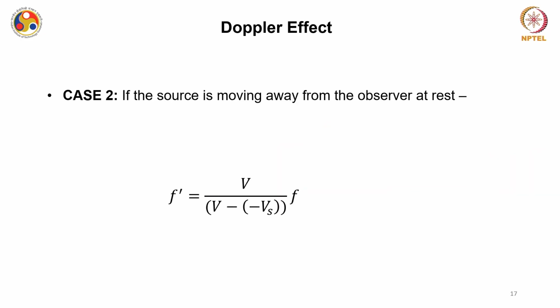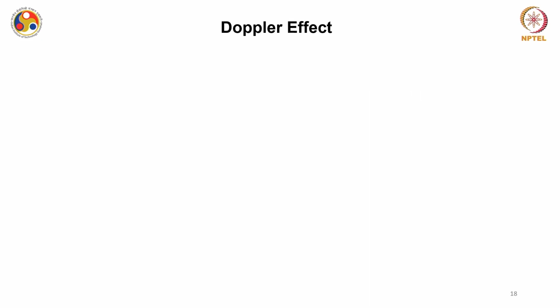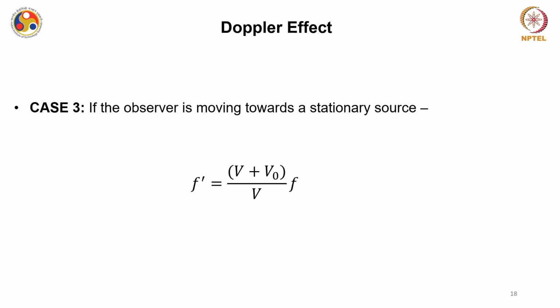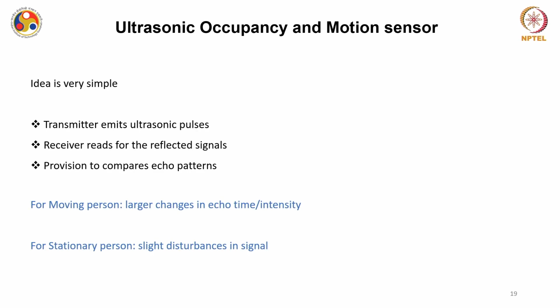Second case can be if the source is moving away from the observer at rest. In that case you have to take it negative. Then you can have the third case if the observer is moving towards the stationary source, and in that case it is positive. So you have f bar equal to (v plus v naught) by v into f. There can be multiple cases where source and observer both are in motion and other things.